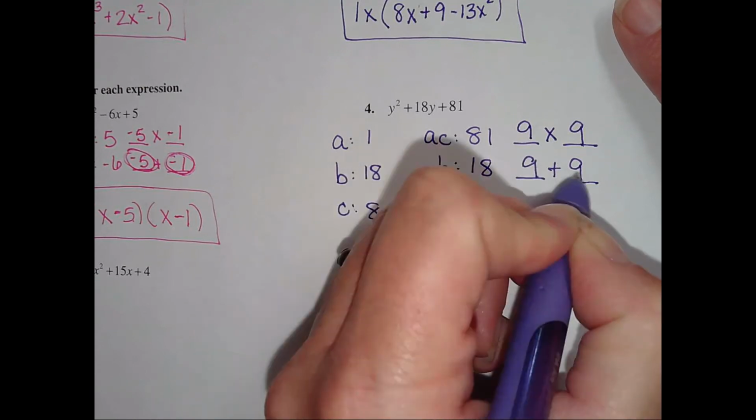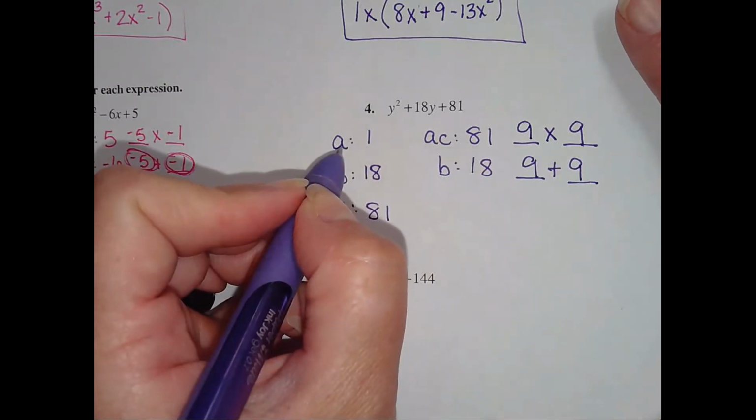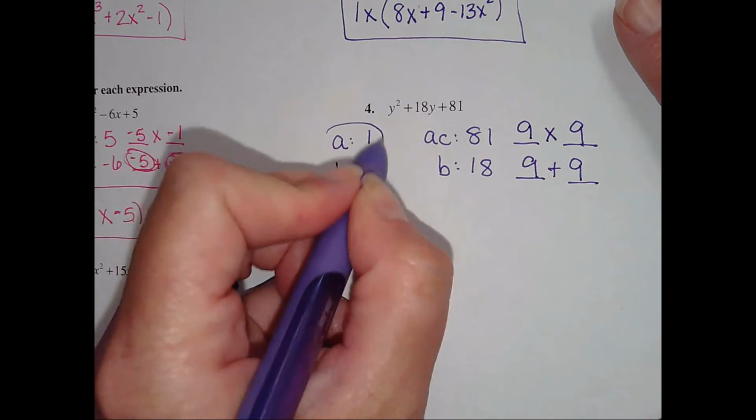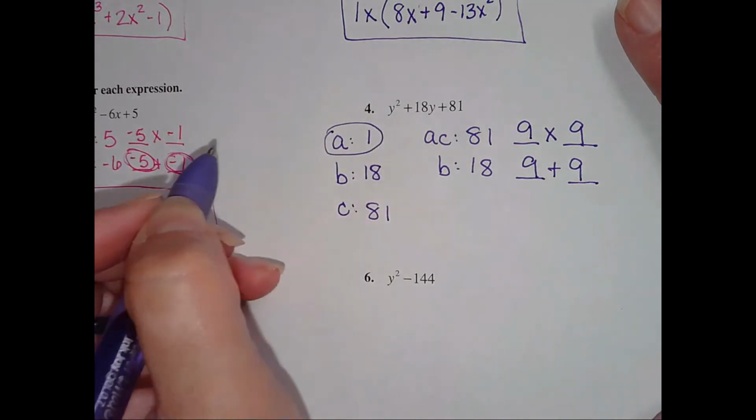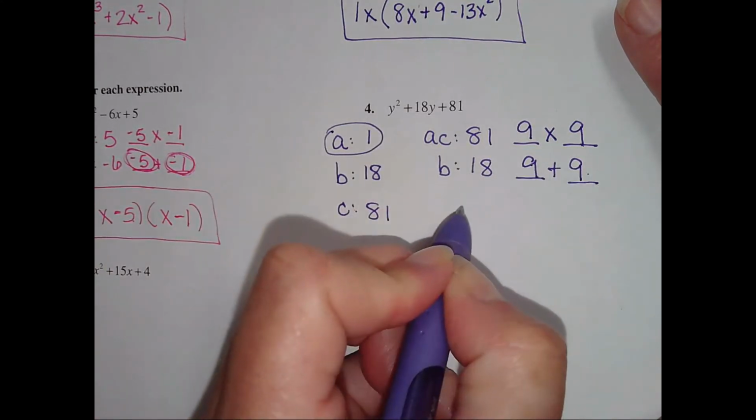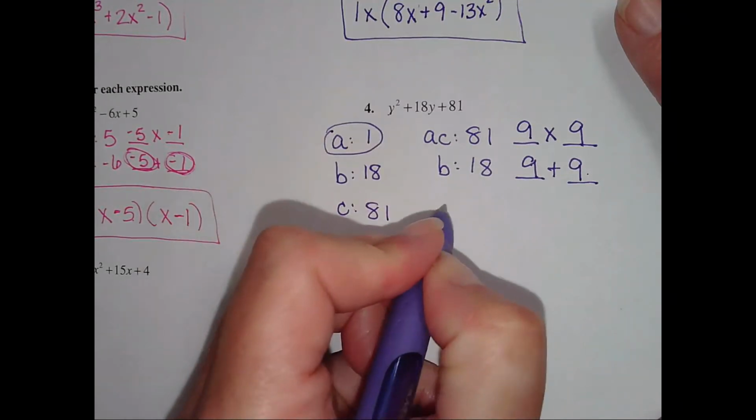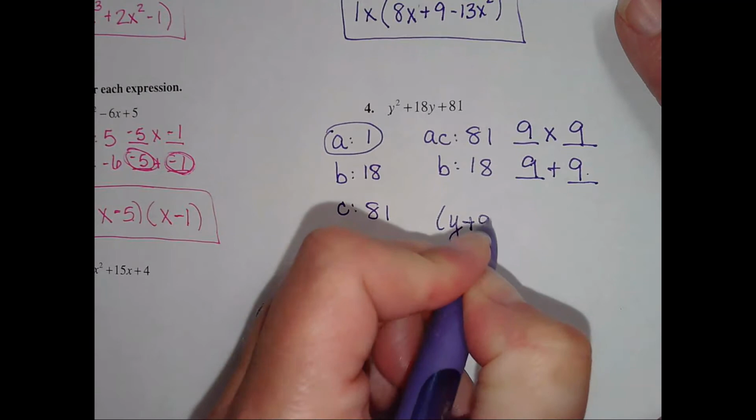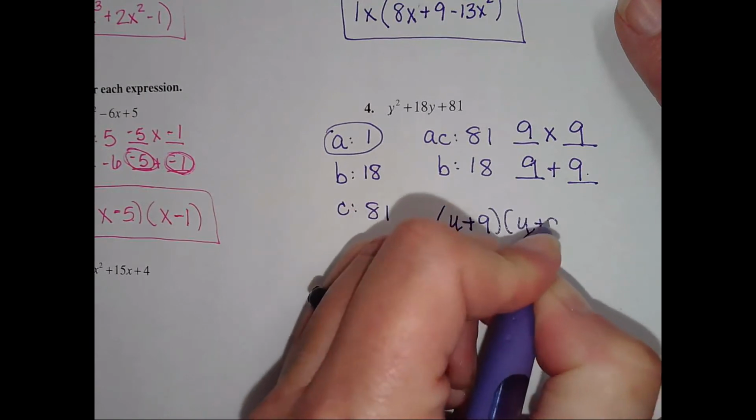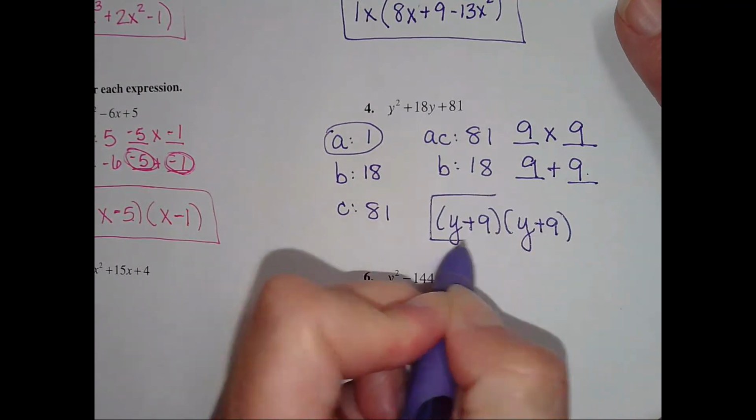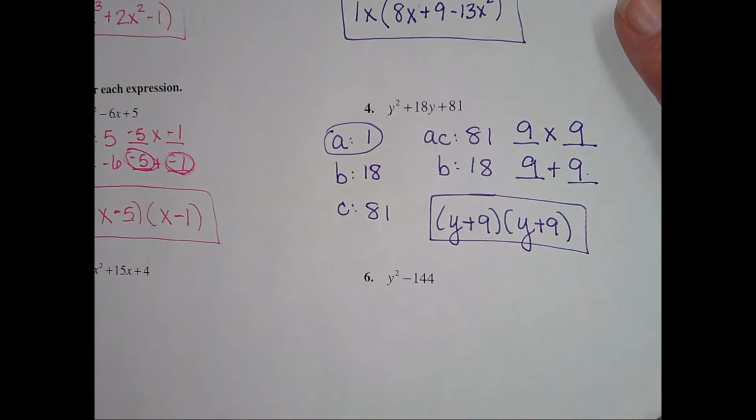Once you find your numbers, then you're going to want to run back over here and hope and pray that this is a 1, and it is, so that means you're done. Take the 9s and put them in. These are positive 9s, so this says Y, so I'm going to do Y with a positive 9, Y with a positive 9, and that's your answer. Any questions?